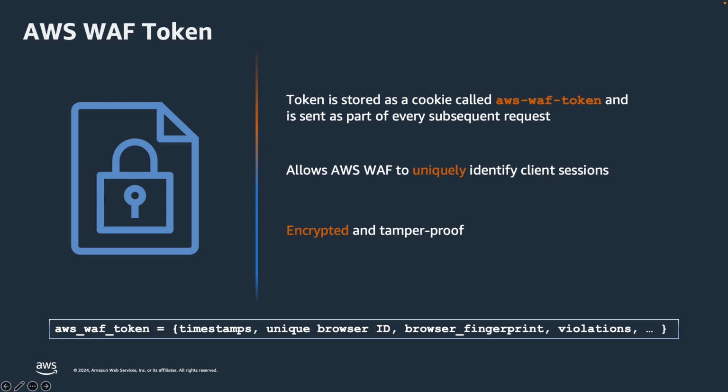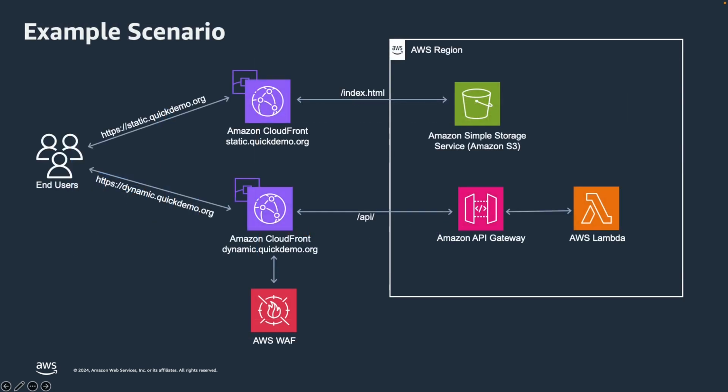You can configure a web ACL to share tokens across multiple domains by providing a token domain list with the additional domains that you want AWS WAF to accept. Let's look at one example. In this architecture, our single-page application spans multiple domains. The main site is on static.quickdemo.org, and the APIs are on dynamic.quickdemo.org. Also, we have configured a WAF Web ACL bot control managed rule group with targeted inspection level to benefit from the intelligent threat mitigation features.